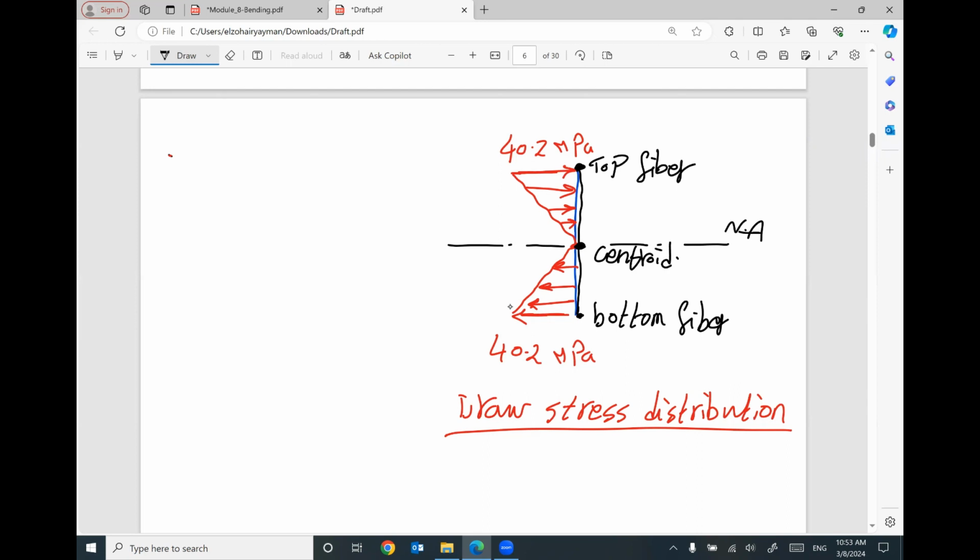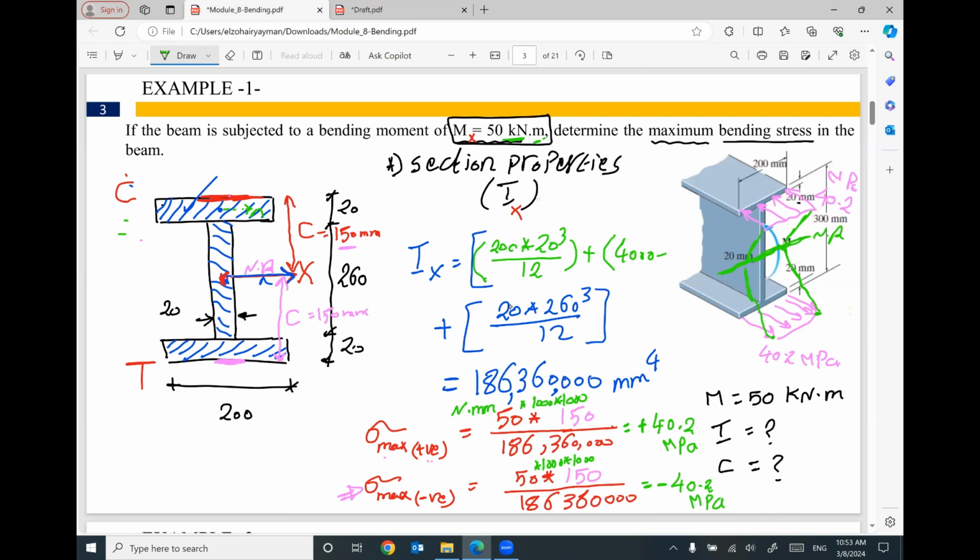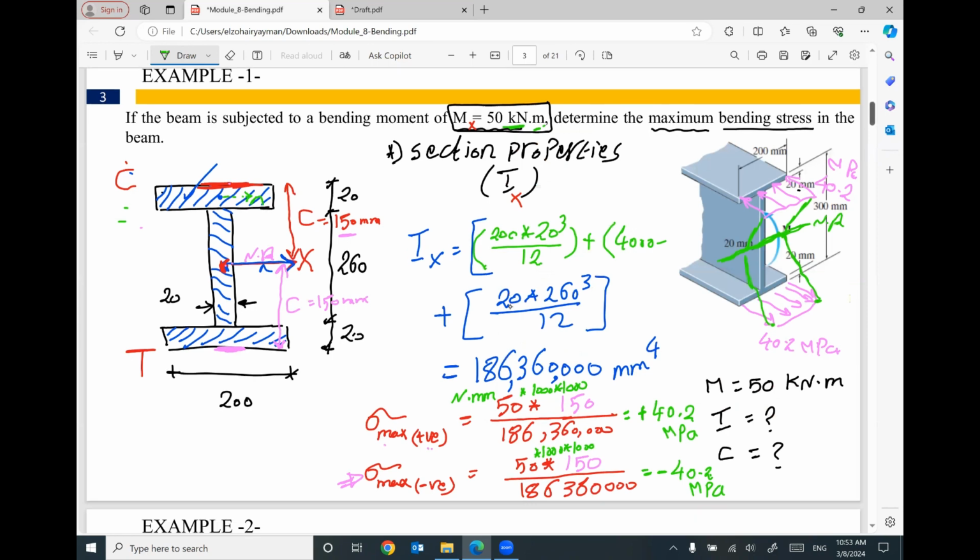So I can put the stresses at the bottom, at the top, and the stress at the neutral axis is 0. Then I can draw the normal stress distribution or bending stress distribution. We have another example.